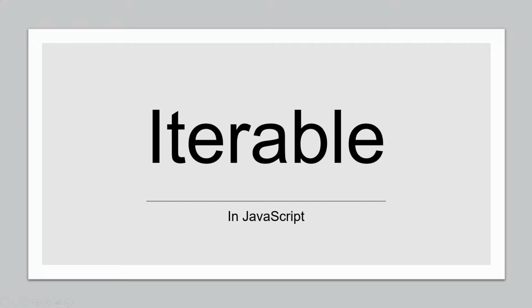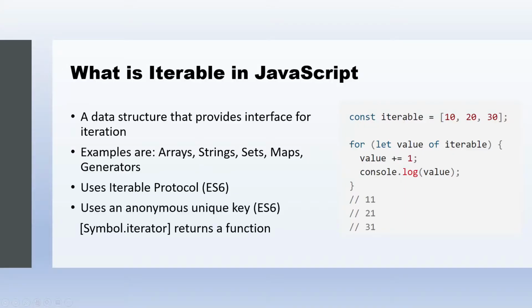We're going to talk about what is iterable and how it is used in JavaScript, and also what is the iterator that is related to iterable and how does that work. Okay, so let's get started. So, what is iterable in JavaScript? Iterable is basically a data structure that provides interface for iteration.